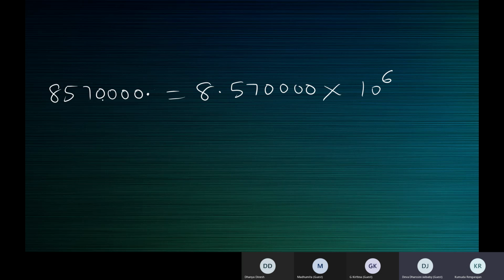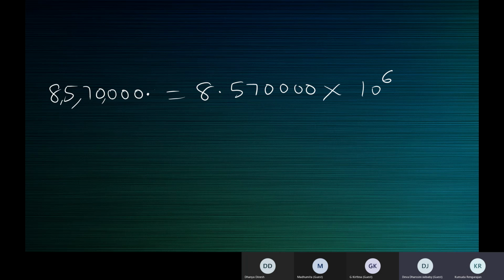Units, tens, hundreds, 1,000, 10,000, 100,000. So it's 8 million, 8,570,000. Or if you want to read it in the Indian system, unit, tens, hundreds, 1,000, 10,000, lakh, 10 lakh. So 85 lakhs, 70,000. And we have made that number 8.5.